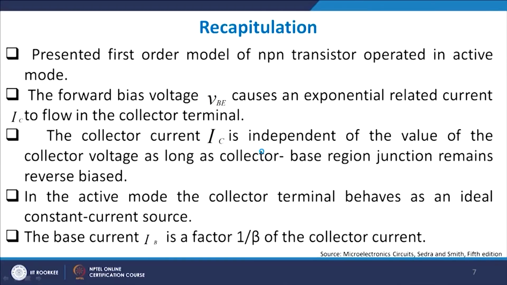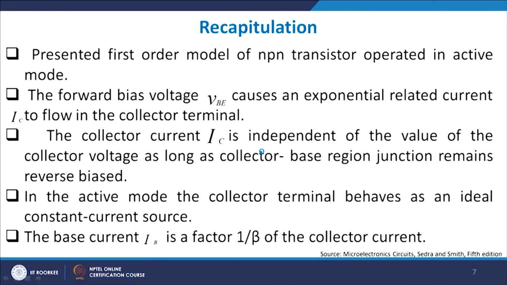And therefore, this part, which is the collector part, is basically a controlled current source. Who is controlling it? The value of VBE, the base to emitter voltage, that is controlling the collector current. We have already discussed this point, and VT is the thermal voltage. So, let me recapitulate what we have learned till now. We have presented a first order equivalent NPN model operating in active mode.